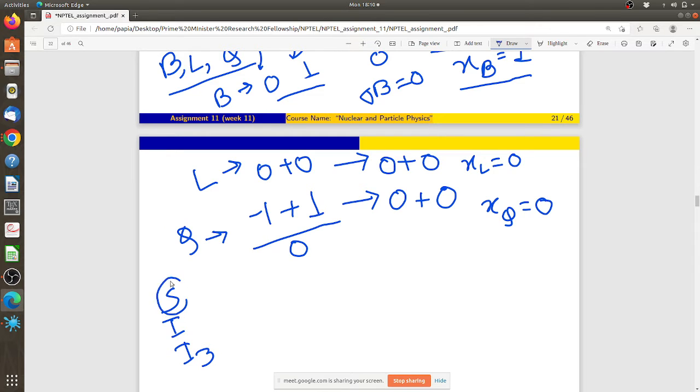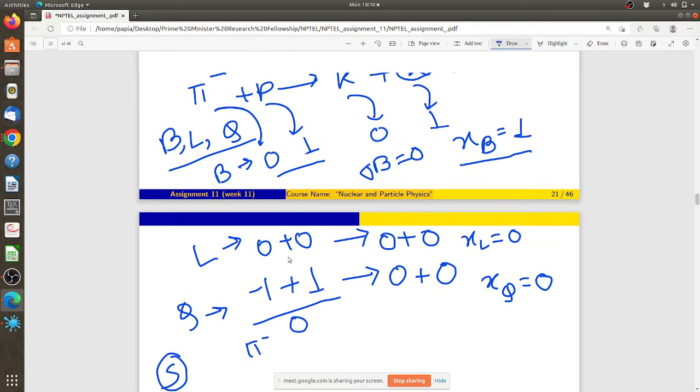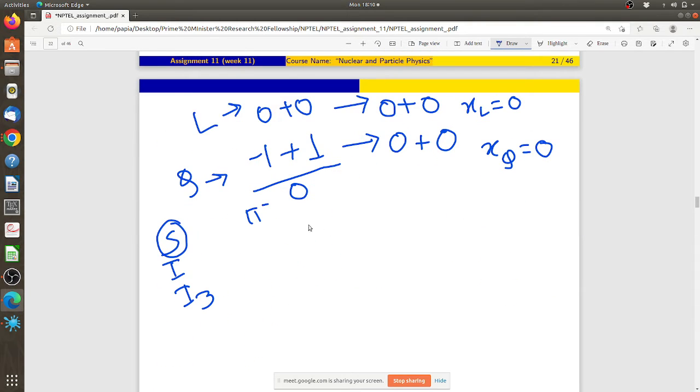So coming to the S part. What was the interaction? Pi minus plus P goes to K0 plus X. So for S's value, S means the strangeness number. What is the S value for pi minus? It is 0 because pi minus is not a strange particle. For P also, S is 0 because P does not have a strangeness number. P is not a strange particle.